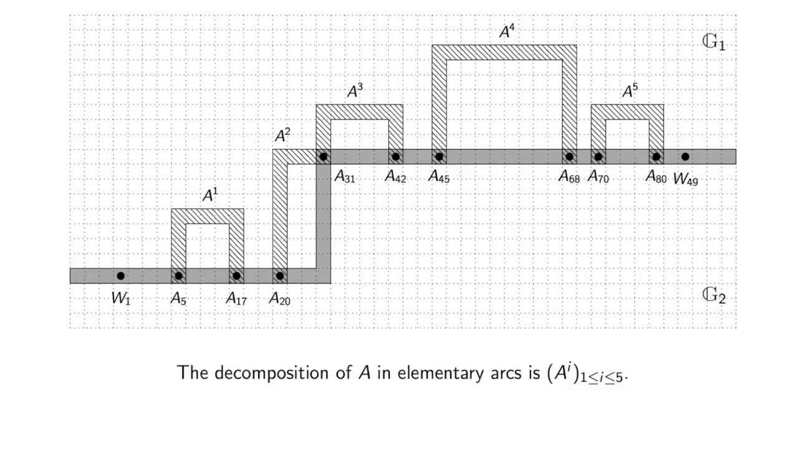Remark that the arc A5 is consecutive to the arc A4. The arc A4 is consecutive to the arc A3. The arc A3 is consecutive to the arc A2. The arc A2 is consecutive to the arc A1. Then these 5 arcs are a decomposition. This decomposition is called the decomposition of the extremum arc A in elementary arcs. Moreover, all these arcs are positive. Note that, unlike the decomposition in extremum arcs, the arcs here are not necessarily strictly consecutive. For example, arc A2 and arc A3 share a common position.